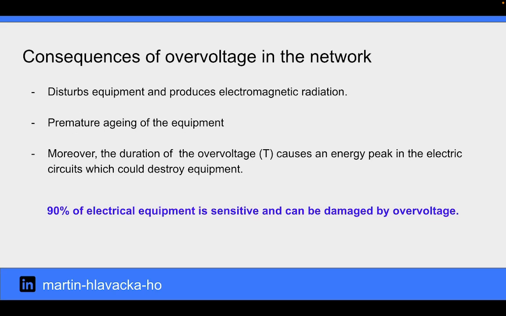What are the consequences of having overvoltage in the network? It disturbs equipment and produces electromagnetic radiation. Additionally, the duration of the overvoltage causes a power spike in electrical circuits that could destroy equipment.